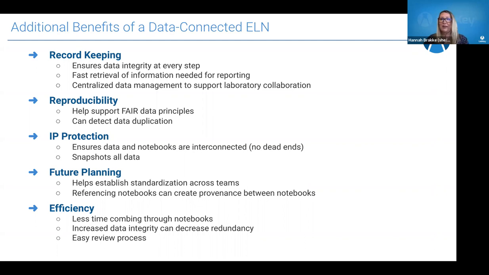And then of course, having a really easy review process. So being able to send a notification to somebody that they've got a notebook to review, rather than having a stack of papers on their desk, which, hopefully nothing gets lost if it's a big giant stack, right? So making that as simple as possible, again, in this digital era that we're in.